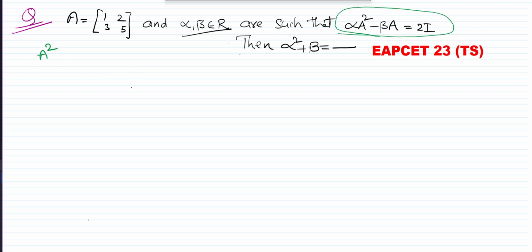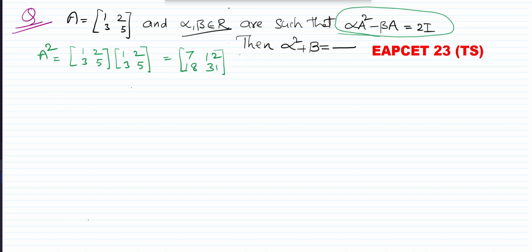First find A square. That is A square is 1, 2, 3, 5 multiplied by 1, 2, 3, 5. Multiplying these two: 1 plus 6 is 7, 2 plus 10 is 12, and 3 plus 15 is 18, and 3 into 2, 6, plus 25 is 31. This is the value of A square.